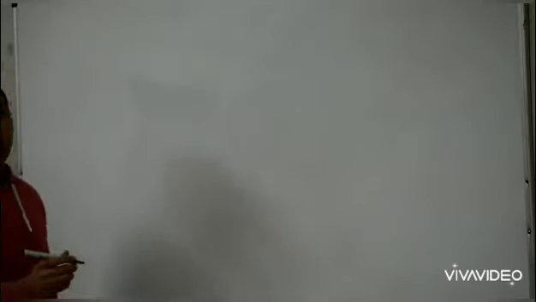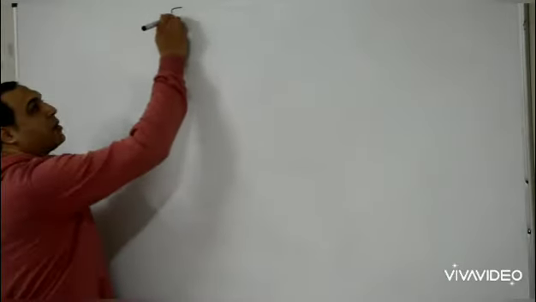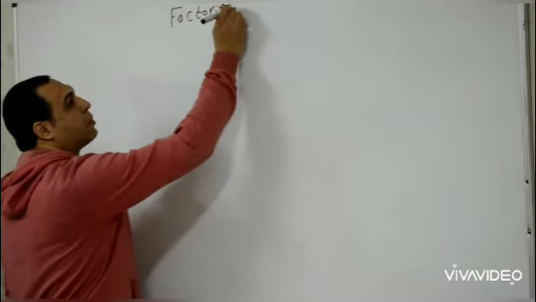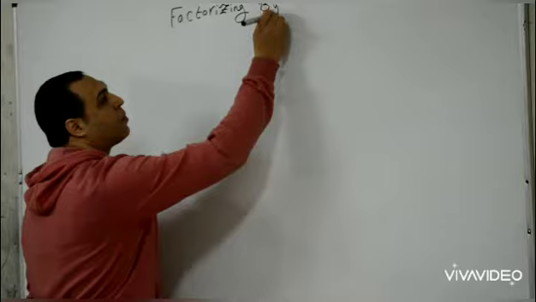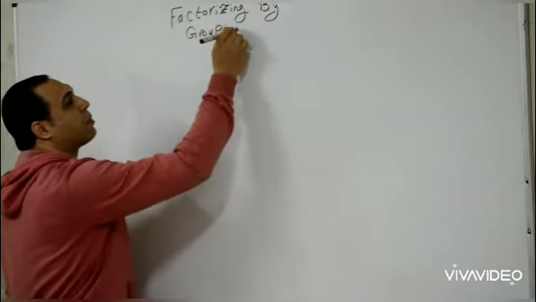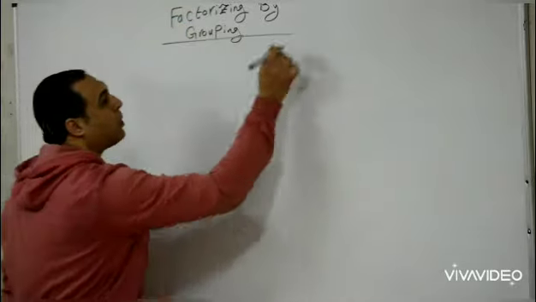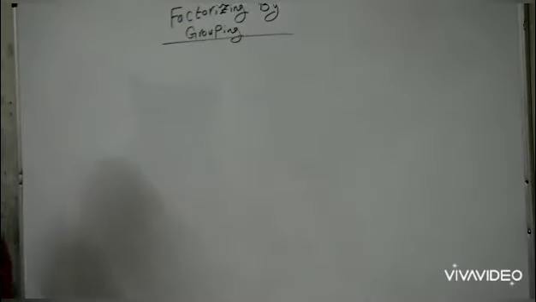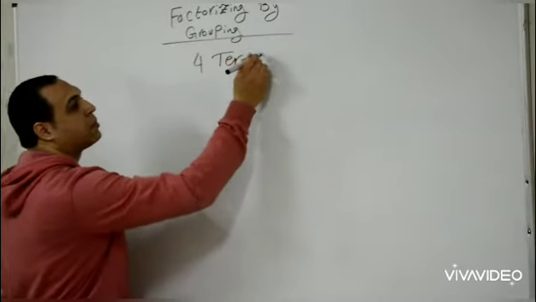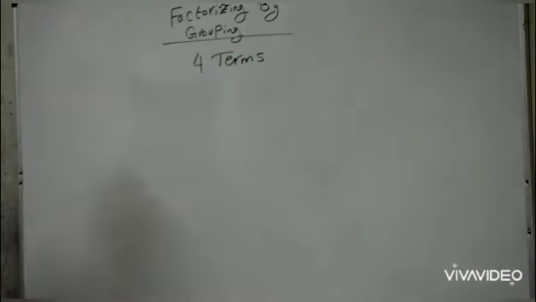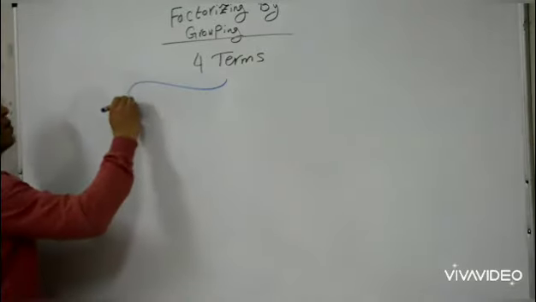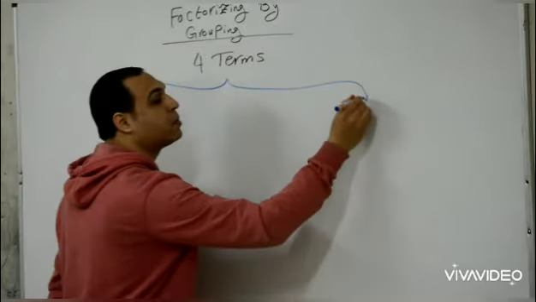Our first lesson in e-learning in Prep 2 is factorizing by grouping. Factorizing by grouping is used when we have an algebraic expression consisting of 4 terms. Then we have 2 plans to solve this type of algebraic expressions.